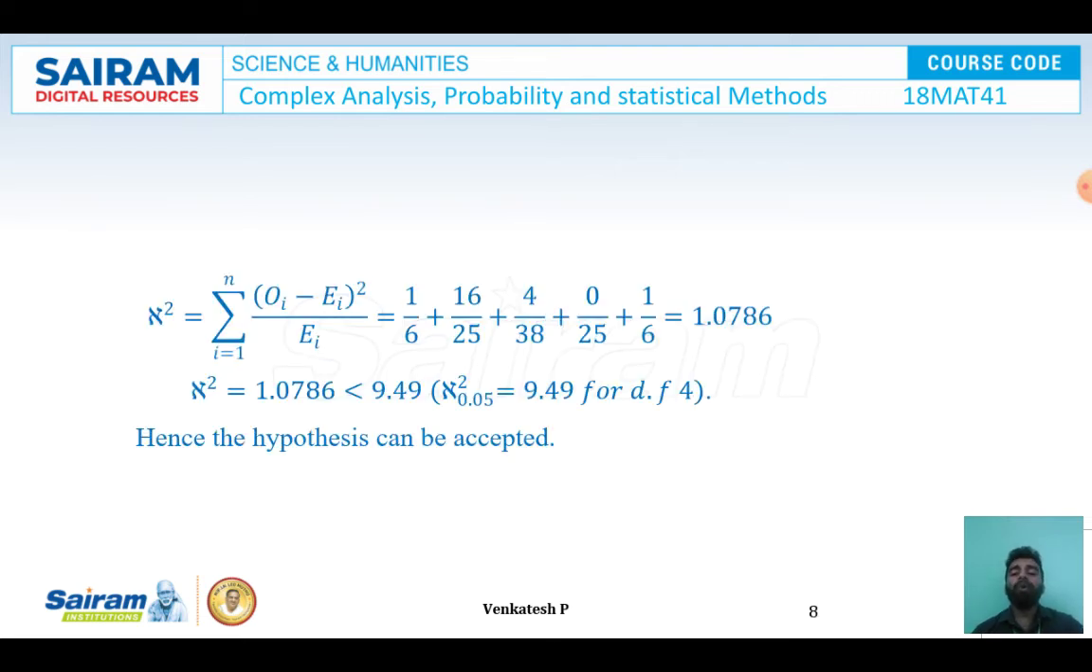So now I am going to check the hypothesis. So chi-square is equal to summation i from 1 to n, (Oi minus Ei) whole square divided by Ei. We are having 1 by 6 plus 16 by 25 plus 4 by 38 plus 0 by 25 plus 1 by 6. So after simplifying this, the value will be 1.0786. So we got chi-square is equal to 1.0786, which is less than 9.49 with respect to 4 degrees of freedom. So since it is less than this value, hence the hypothesis is true, it is accepted.